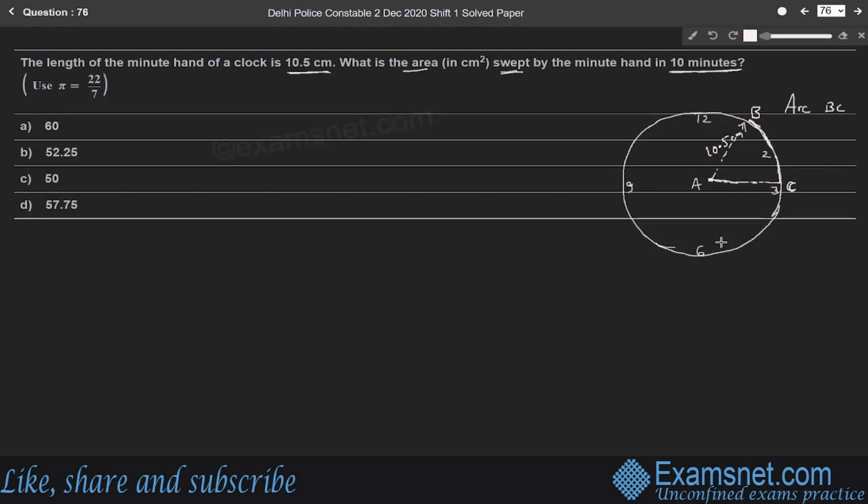Arc BC. What is arc? It is a curved line. Arc is a curved line, or particularly in case of a circle, it is part of the circumference. Arc is nothing but part of the circumference.